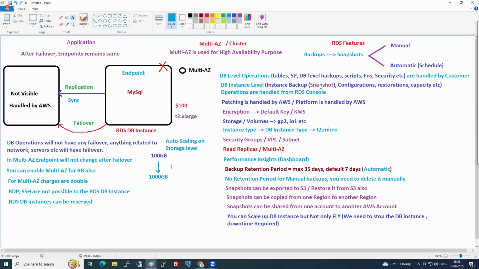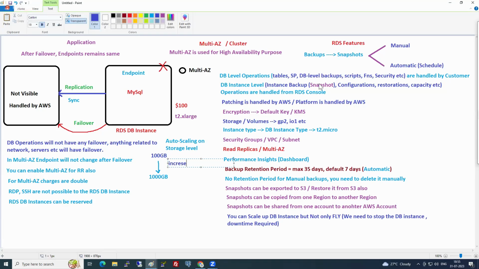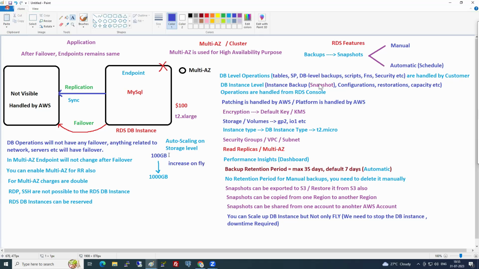Auto scaling on storage. But will AWS charge for the maximum value? No. It will increase. Guys, you have given 100 GB and maximum as 1000 GB. Will AWS charge for 1000 GB? No. Only if the data reaches 1000 GB will it charge. You are charged for the size that you have used.